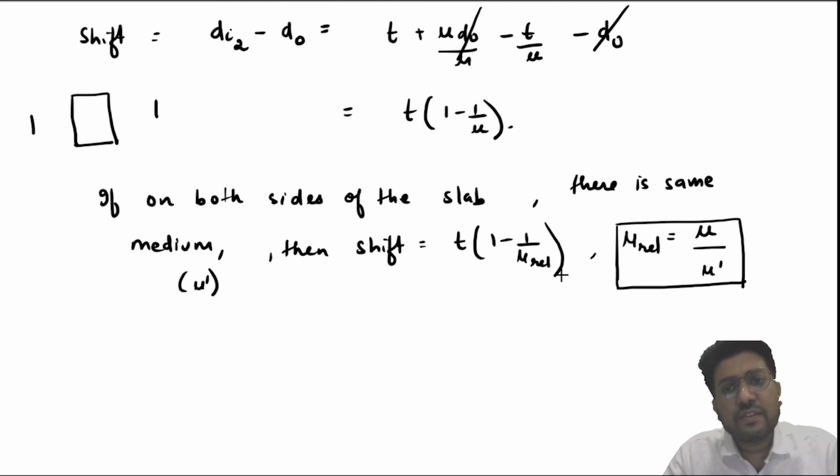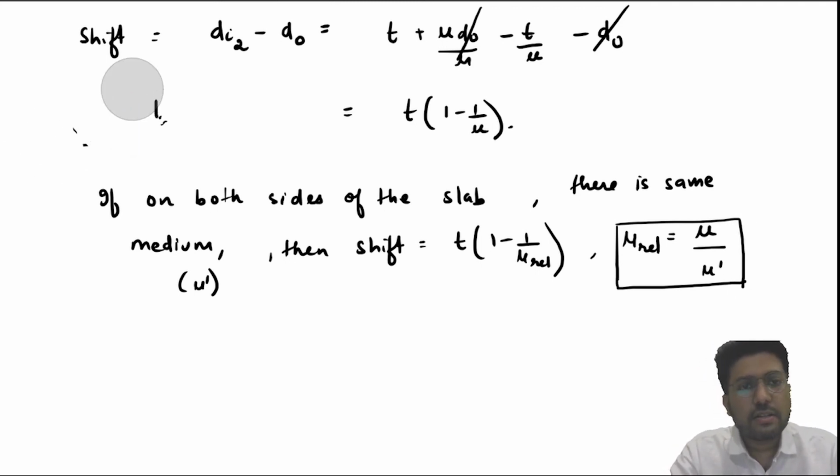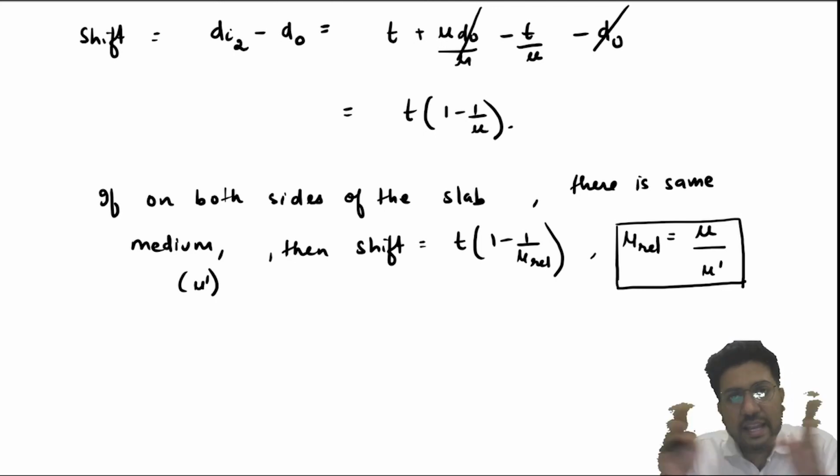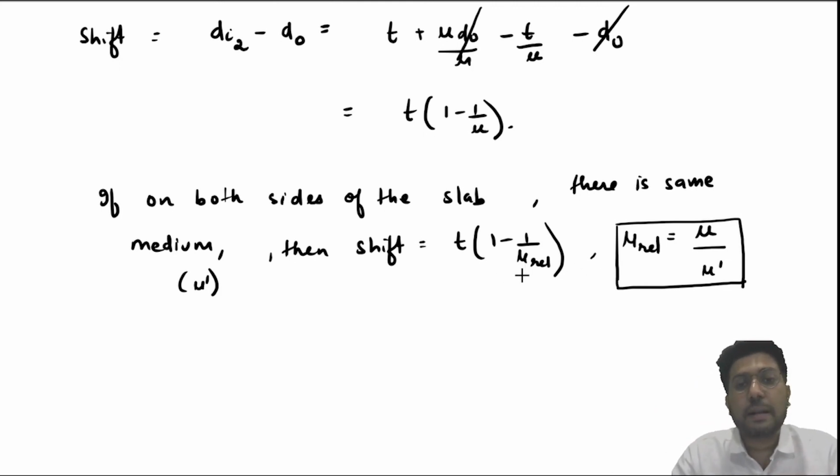Where mu relative is equal to the mu of the glass slab divided by the mu of the medium, right? Previously it was 1, that is why the formula was T into 1 minus 1 by mu. Now it is mu by mu dash, because the medium is not 1 but mu dash. So if on both sides of the slab there is the same medium, but that medium has refractive index mu dash, in that case the formula will become T into 1 minus 1 by mu relative.